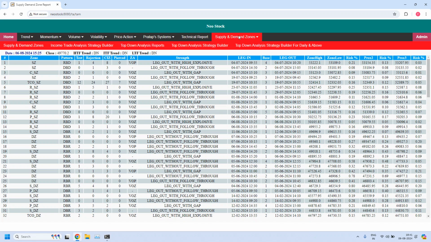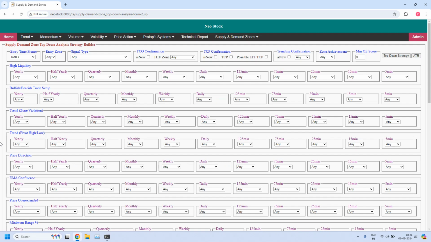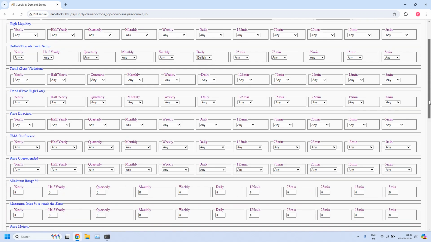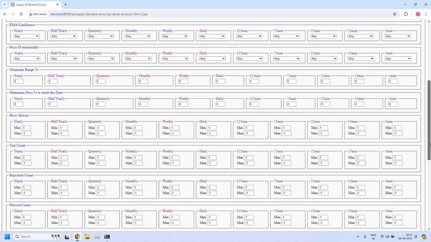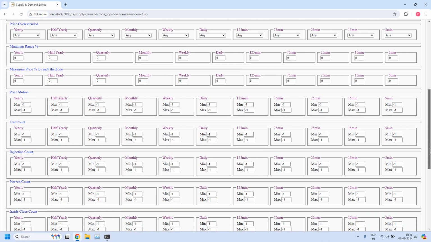And the next reports are for income trades, different income trades, starting with monthly income trade, bullish trade setup. For monthly income trade, entry time frame is daily. Bullish trade setup entry zone is demand zone. And also in bullish or bearish trade setup, on entry time frame, that is daily, we are selecting bullish. And we don't want pierced daily demand zones. That is our entry time frame.